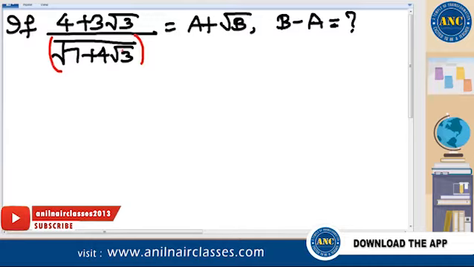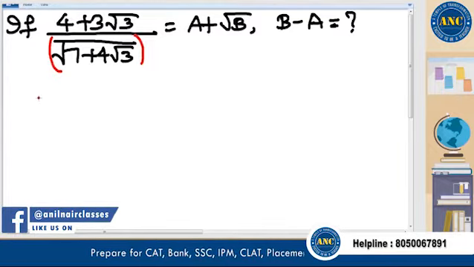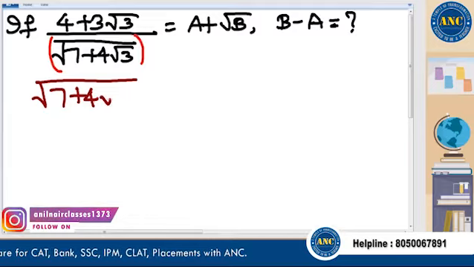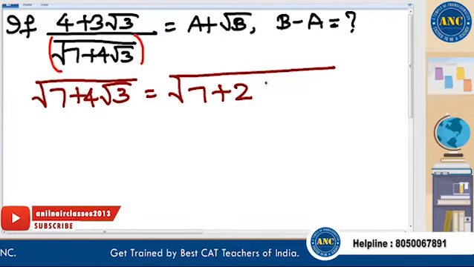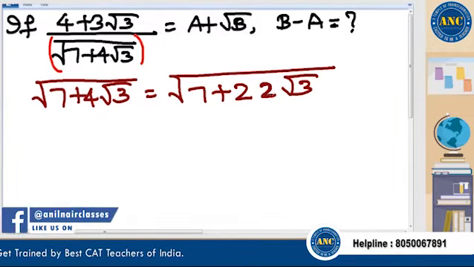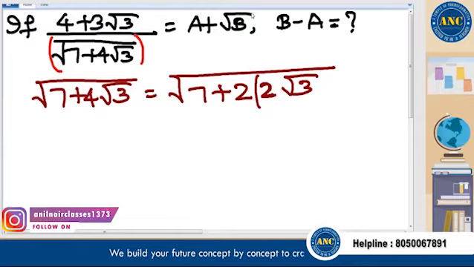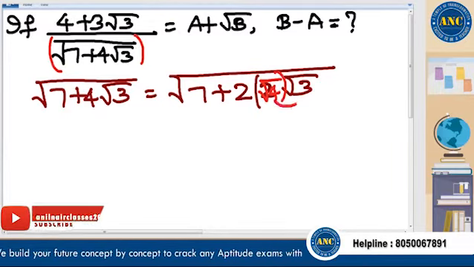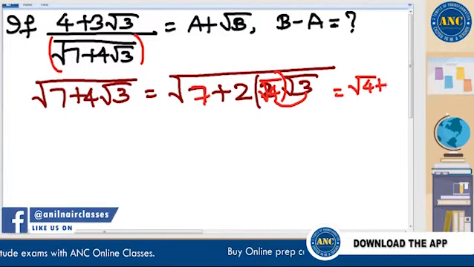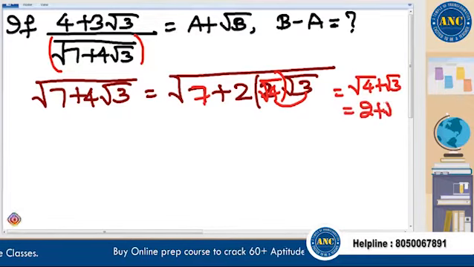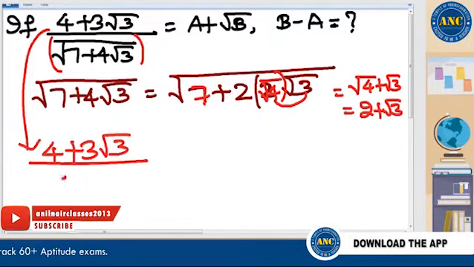First finish off that. Can I say that this 4 is 2 into 2? Correct, sir? Let me write it for you. This can be written as 7 plus 2 into 2 root 3. This 2 is nothing but square root of 4. I am replacing it as square root of 4, and 4 plus 3 is nothing but 7. That means directly I can write it as root 4 plus root 3. Root 4 is nothing but 2, so it is 2 plus root 3. Now my question will reduce to (4 plus 3 root 3) divided by (2 plus root 3).